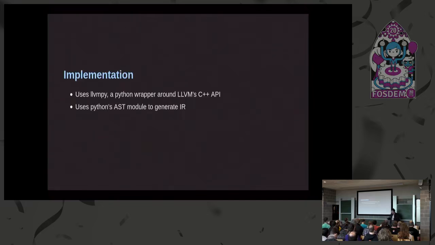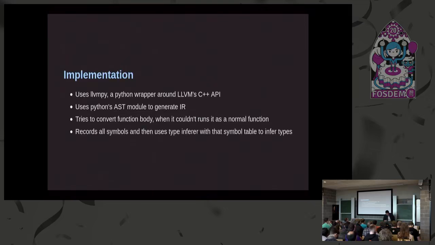They use the Python AST model instead of bytecode, which is more suitable, in my opinion. They try to convert the function body, and if they see something that cannot be converted, they raise an error, and if they catch that error, they return the normal function. If they don't see that error, they just return the JIT function, and they infer the types.